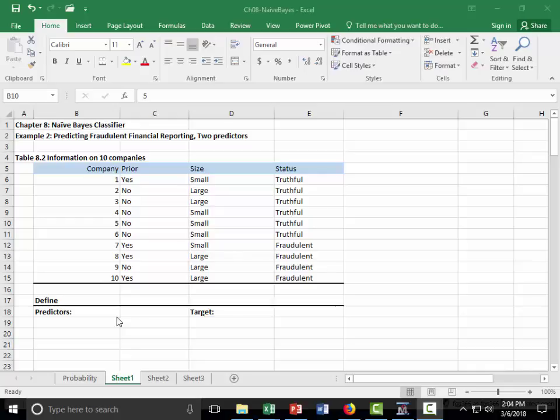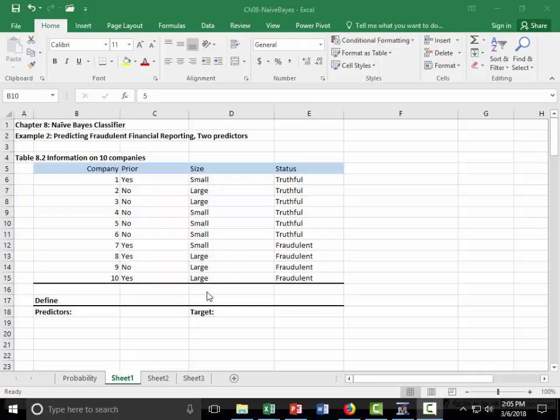So now to apply exact Bayes as a classification method. Here is a small data set. It has only 10 observations, and we have two predictors and a target. The target here is a financial reporting of these companies. There are 10 companies. We want to classify the financial reports as either truthful or not truthful.